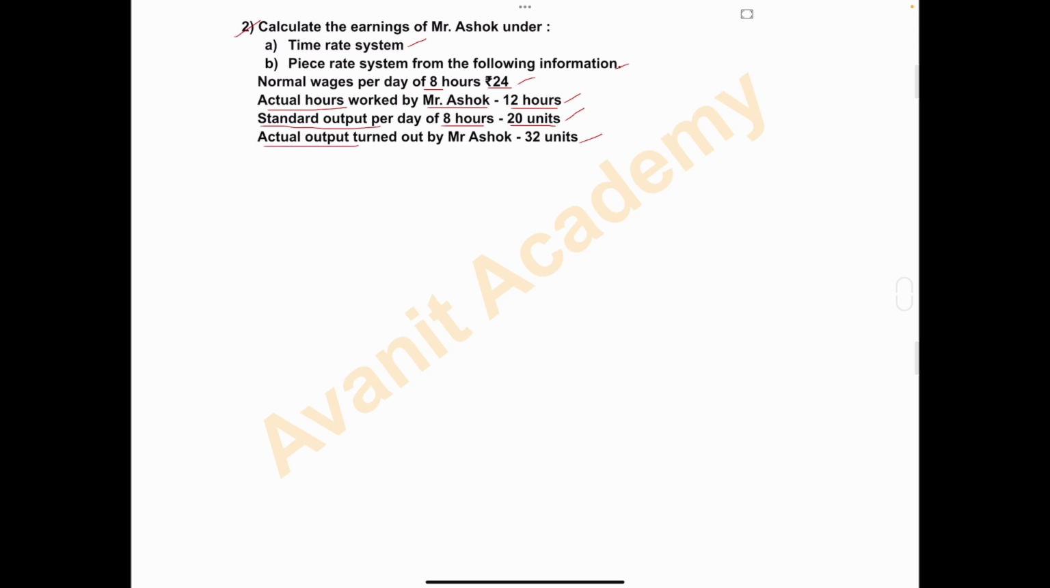Actual output. The actual output produced by Mr. Ashok is 32 units. Okay. Mr. Ashok has produced how many units? 32 units. So by taking all this information, we have to calculate the earnings of Mr. Ashok under time-based system and piece rate system. Let's start the solution.